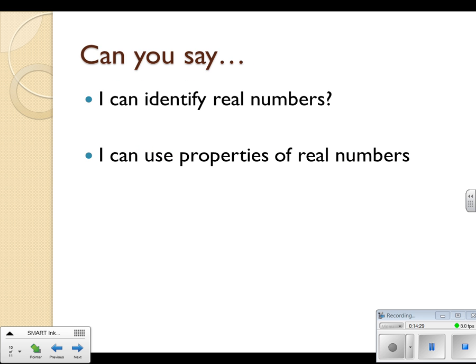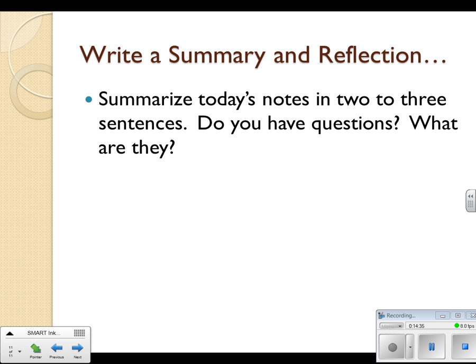Can you say I can identify real numbers and I can use properties of real numbers? Write a summary and reflection. Summarize today's notes in 2 to 3 sentences. Do you have any questions, and what are they?